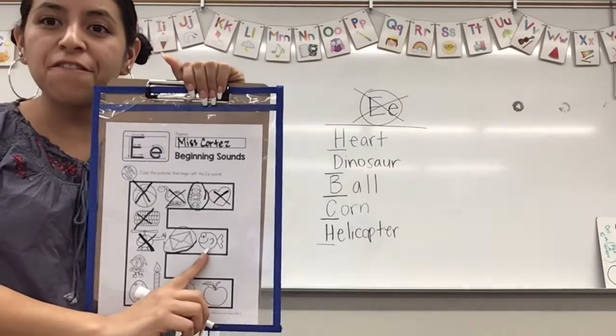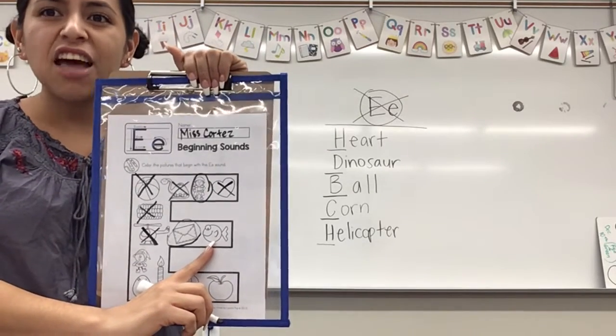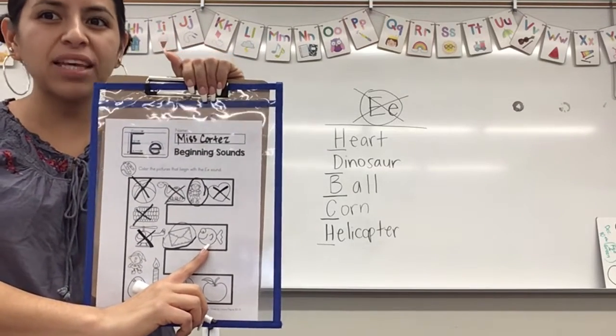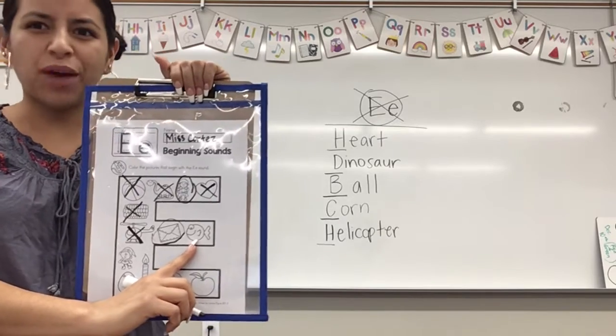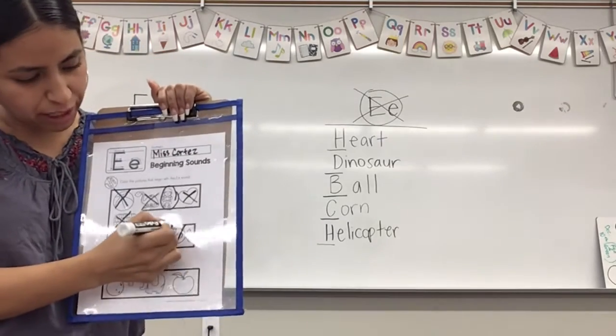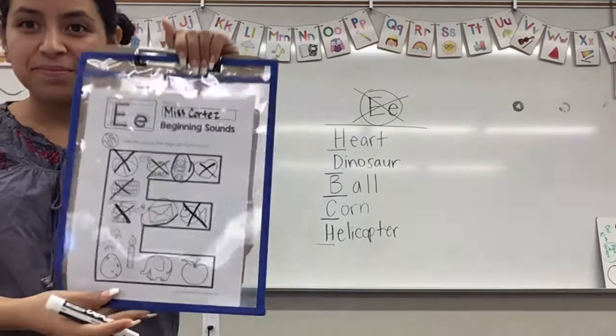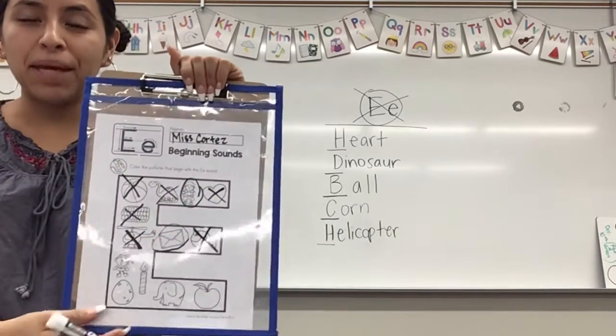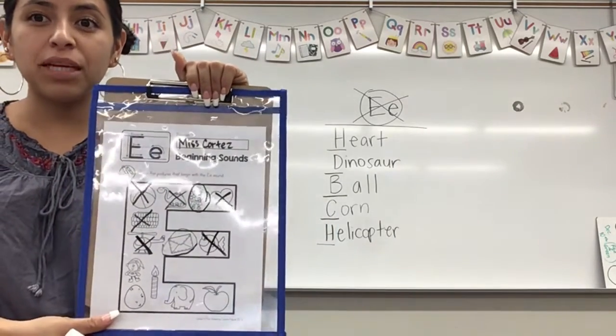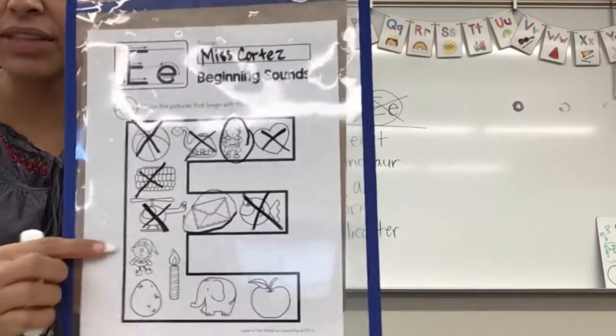What about fish? Does fish begin with the sound? No, right? That begins with the F. So we're gonna put an X right there. And I'm gonna write it on our side in a bit so you can see that fish begins with F. But we're gonna move down here.